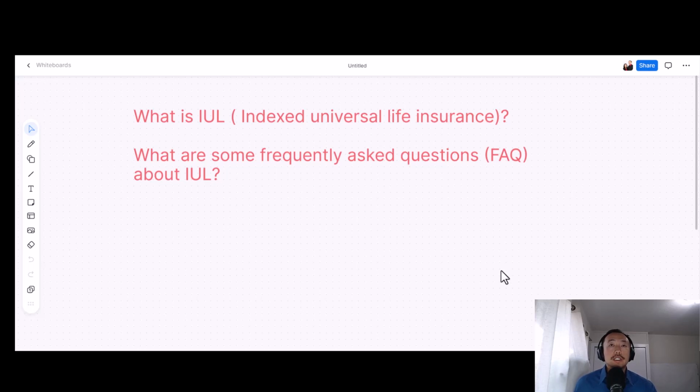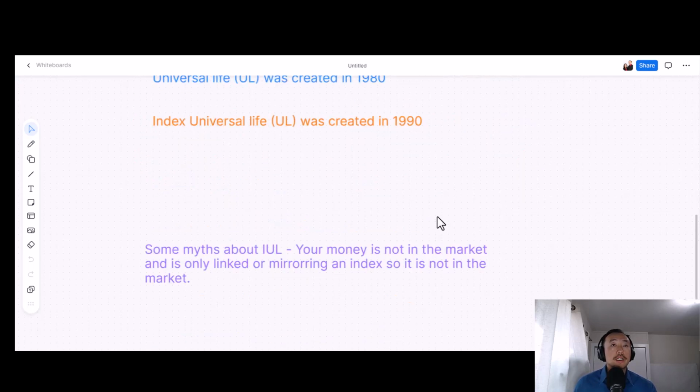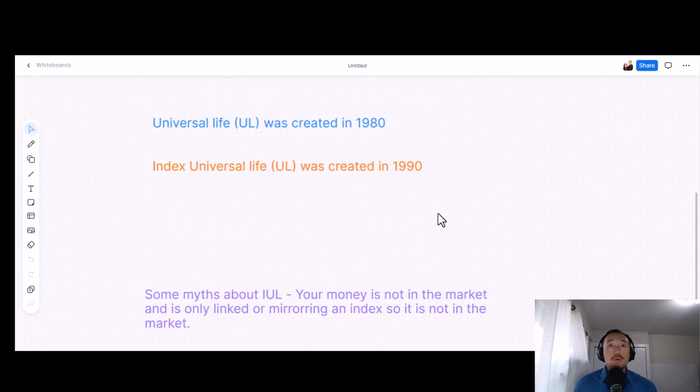So an IUL is just an Index Universal Life Insurance, and it's the latest of the cash value life insurance. One of the first questions we get about IUL is, when was Index Universal Life Insurance created? Universal Life, or UL, was created in the 1980s, but the Index Universal Life version was created in the 1990s. And if you've been following my channel, you'll know that life insurance has two engines: one that eats your money, which we will call the cost of insurance, and one that grows your money, which we will call cash value. In an IUL, the engine that grows your money is the index.